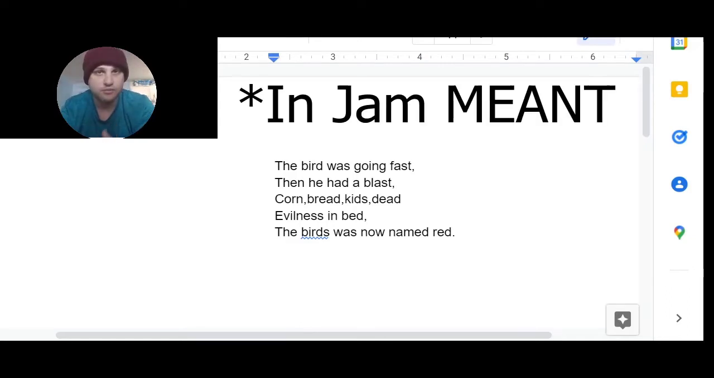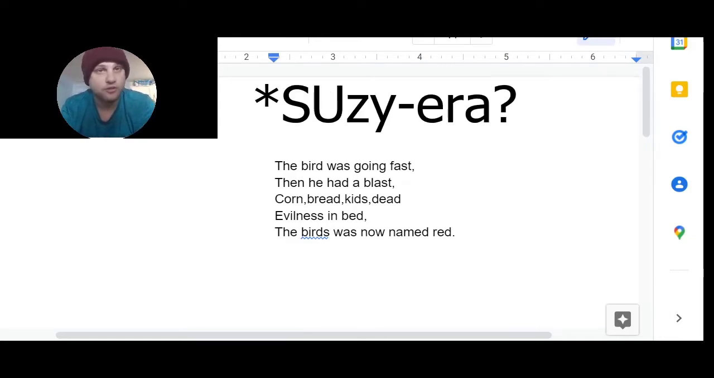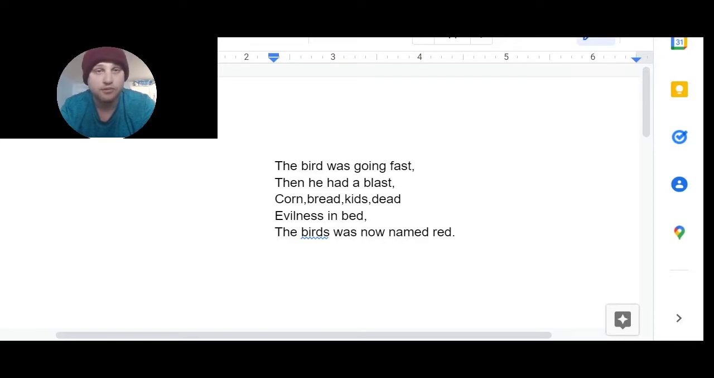Over here, we can see we're using enjambment and we're using caesura. Right over here, the bird was going fast is the first line. Then he had a blast. That's rhyming. But then we have the tempo. Corn, bread, kids, dead. Evilness in bed. Then we slowed down. The bird was now named Ned.